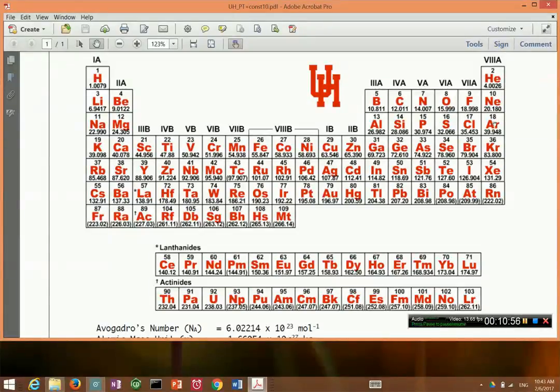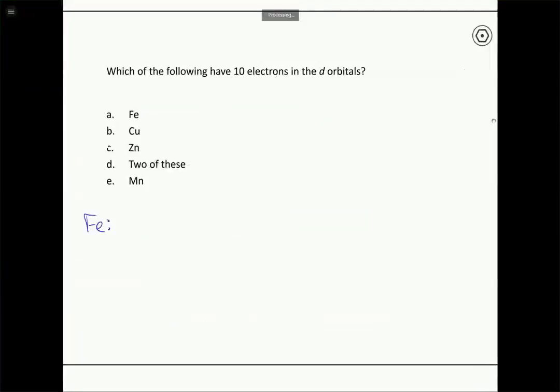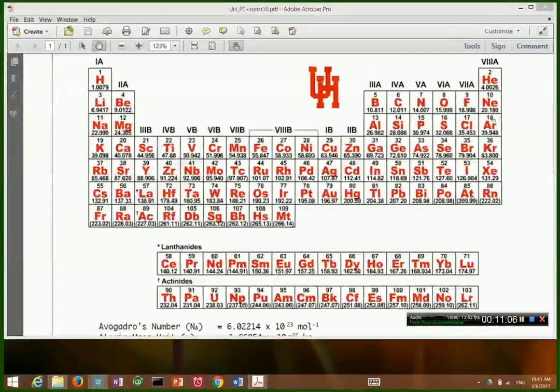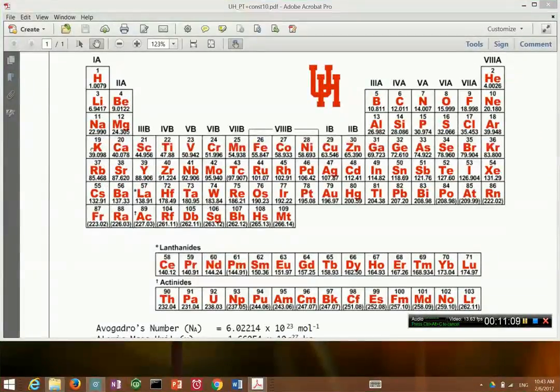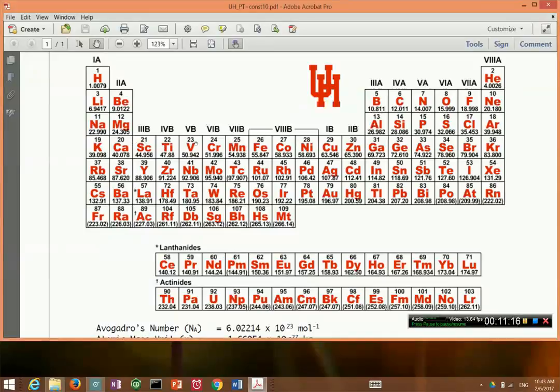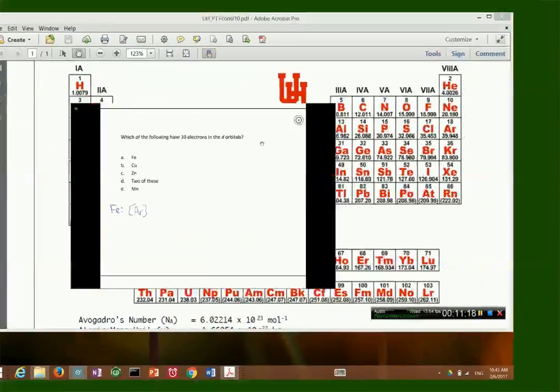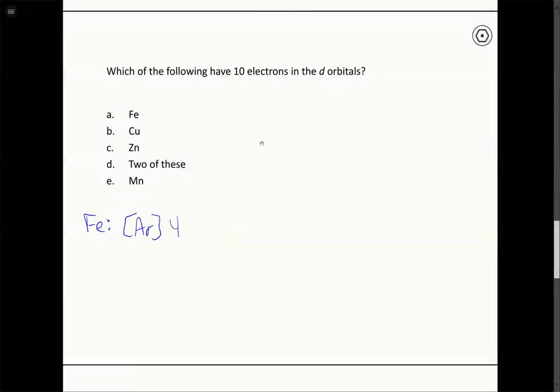So argon is the noble gas that precedes all of these elements. Our shorthand notation is going to have argon in brackets. That means we have all of the electrons from argon, and then we add in the valence electrons beyond there. So we go to the next row of the periodic table. This is the 4th row, and this is the s block, so we have 4s2. And then to get to Fe, we have 3d, 1, 2, 3, 4, 5, 6. So we have argon 4s2, 3d6. The question asks which of these have 10 electrons in the d orbitals. This one clearly is not one of them, so we're not going to count that.